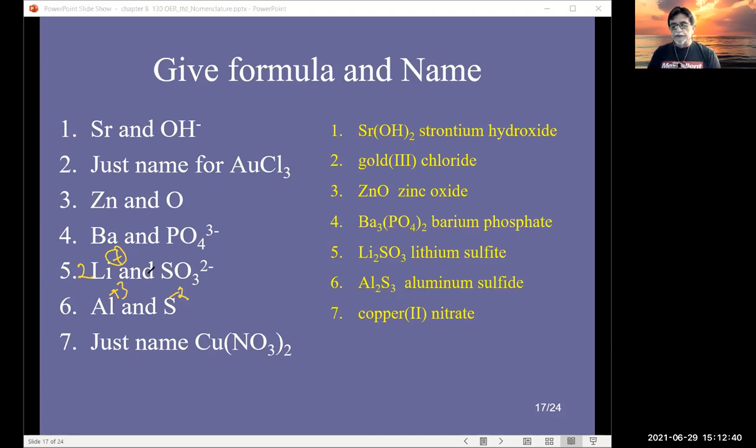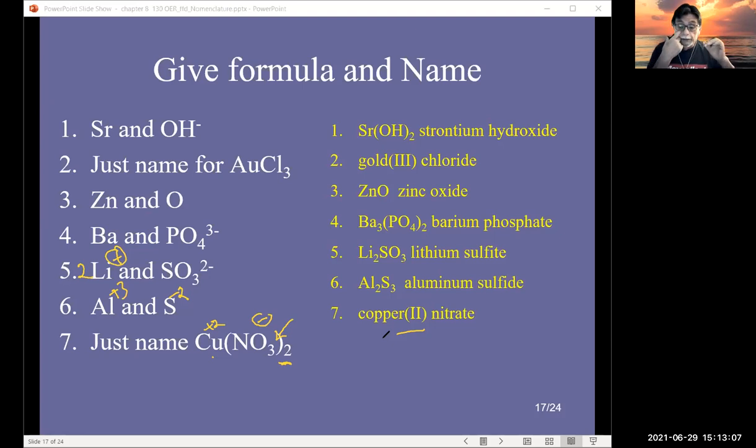And then finally, they just need the name of this one. We got a parentheses, okay, that should send you to the polyatomic ion. Each of the nitrates has a -1, and there's 2 of them. That means that copper must be a +2. Therefore, its name will be copper Roman numeral 2 nitrate.